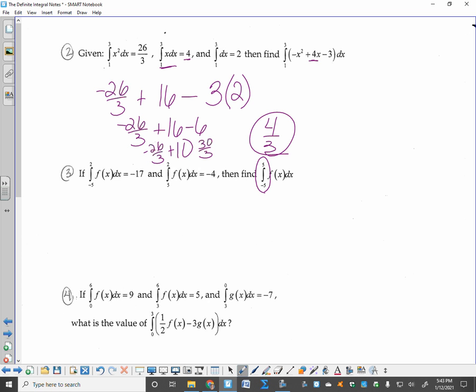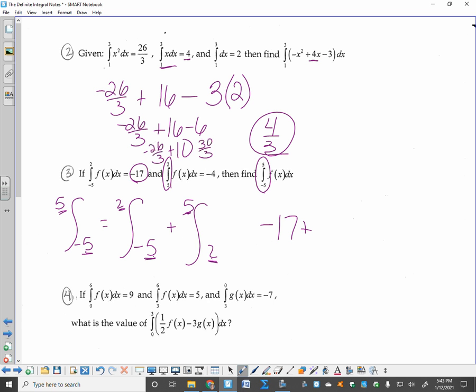Okay, negative 5 to 5. So I can do negative 5 to 5 by doing negative 5 to 2 plus 2 to 5. Like lower to upper, and then pick back up at 2 and head to 5. That'll get me from negative 5 to 5. So negative 5 to 2 is a negative 17. But 2 to 5, so that's backwards. So that would have to be a positive 4. So negative 13.